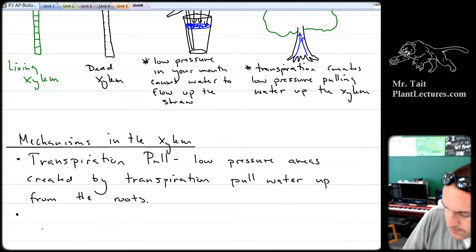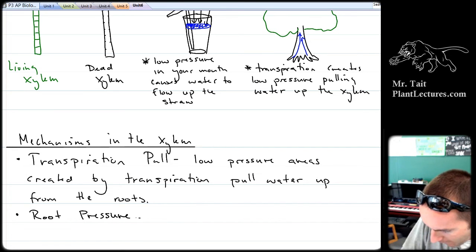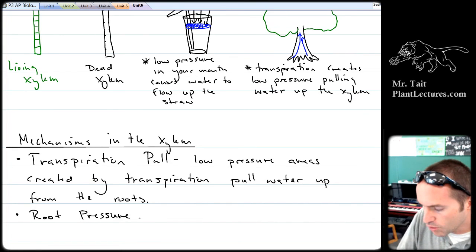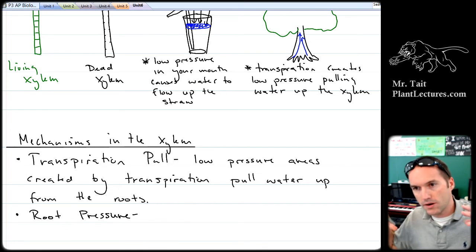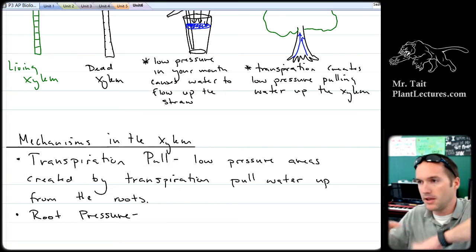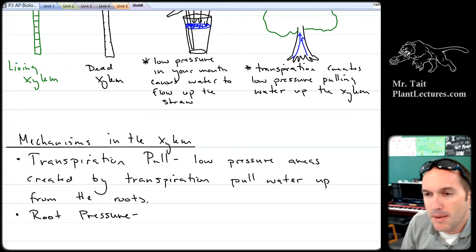That's not all. There's another way. There's another mechanism at work here. It's called root pressure. Okay, root pressure is going to push the water. It's going to force the water up the tree by creating an area of high pressure in the roots, right? And this area of high pressure is created through osmosis, through what's called osmotic pressure.